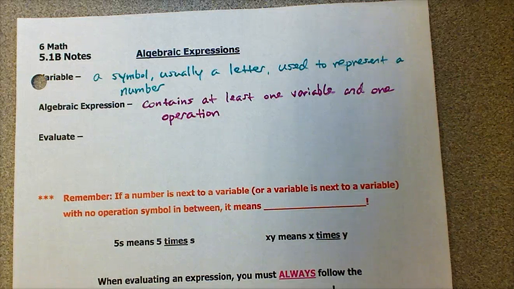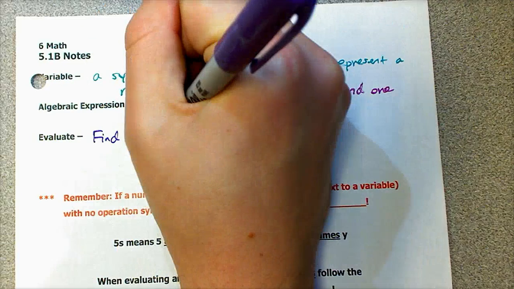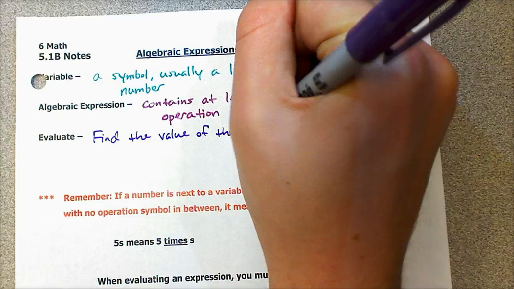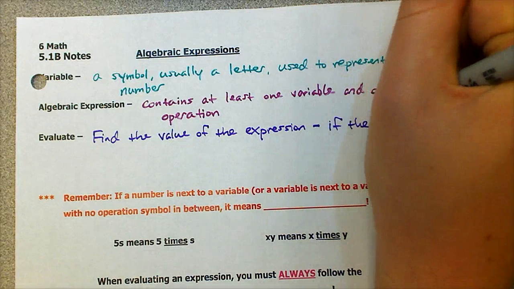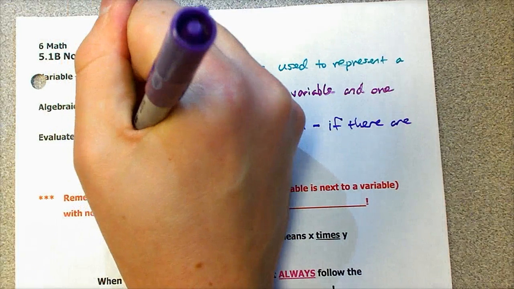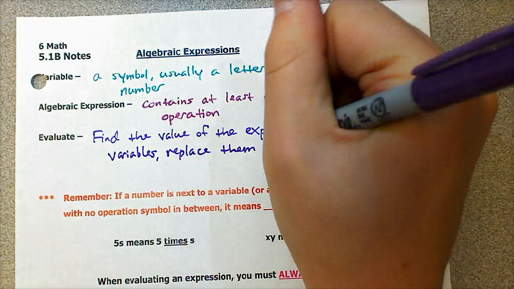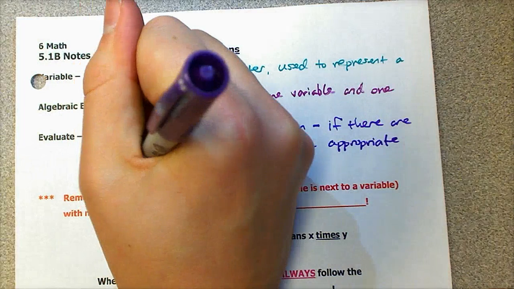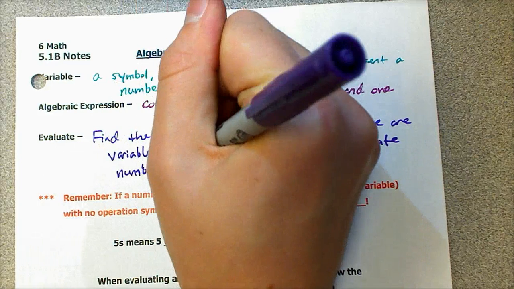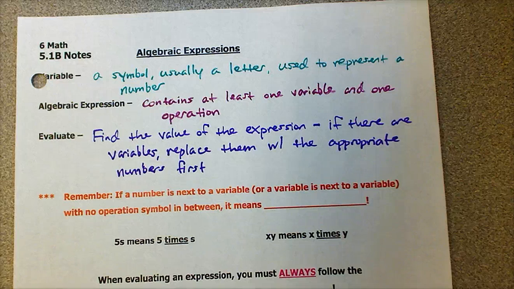Finally, the word evaluate. When we say evaluate, we mean find the value of the expression. To evaluate means to find the value of the expression. And if it's an algebraic expression, meaning if there are variables, then what we do is we replace them with the appropriate numbers first. And so that's what we're going to be practicing in today's examples: how to evaluate algebraic expressions by replacing variables with numbers that they are equivalent to.